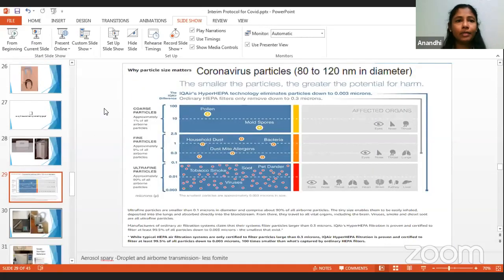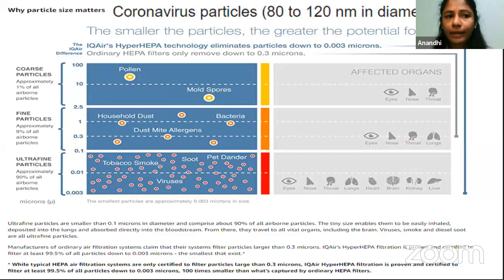this machine is supposed to pick up all the particles. There are coarse particles, fine particles, and ultrafine particles in the aerosol that we generate. The coarse particles are pollen or mold. The fine particles are bacteria, household dust, and also the aerosol that we generate. And the ultrafine particles are viruses, tobacco smoke, soot, pet dander. They are very, very small.